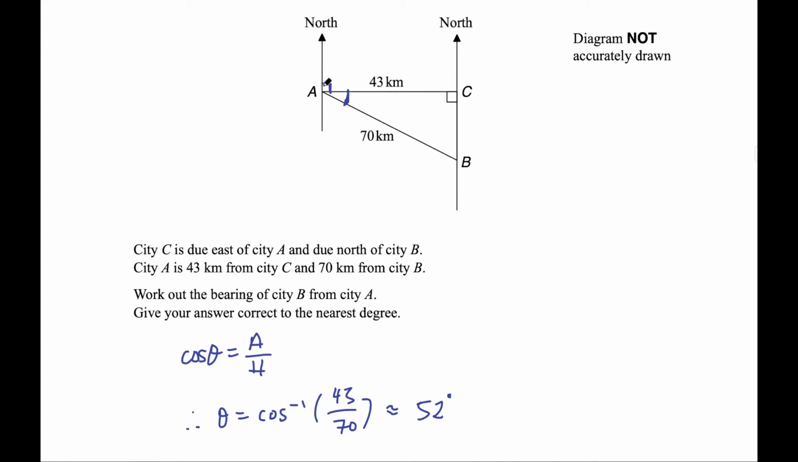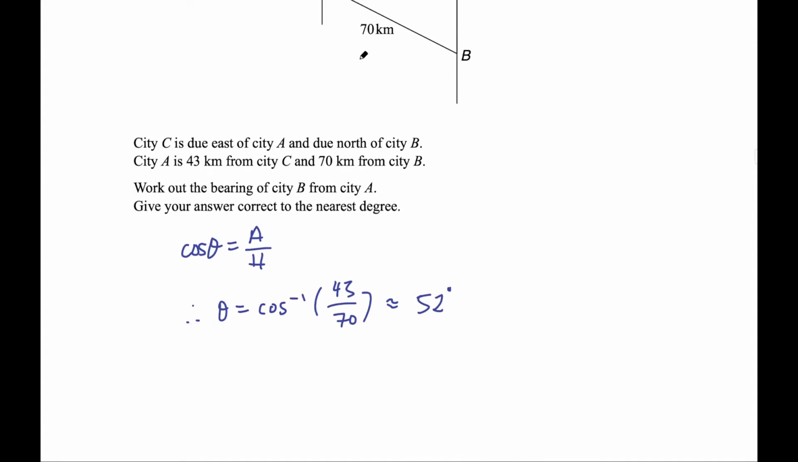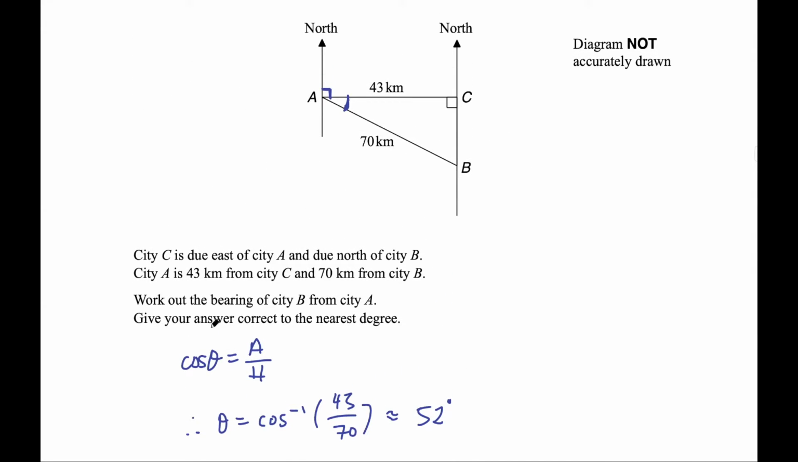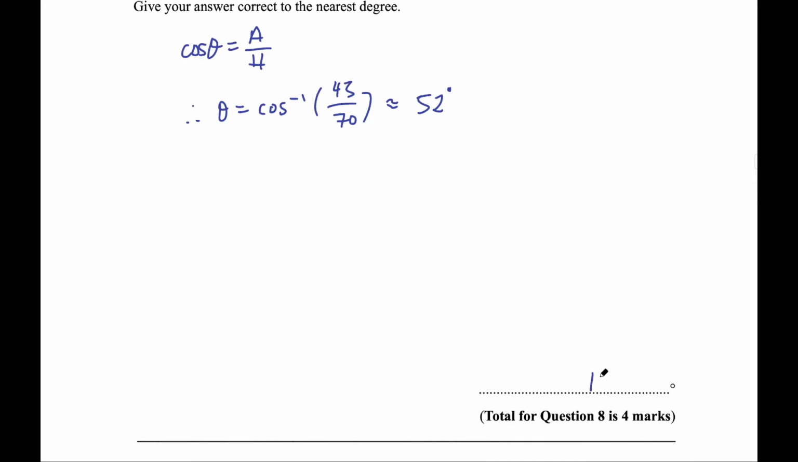Therefore this bearing is going to be 90 plus 52, that's 142. It just says work out the bearing of B from A. Remember, a bearing is the angle clockwise from north, between north and the direction you want to go in. So 90 plus 52 is 142 for that bearing. Okay, 4 marks for question 8.